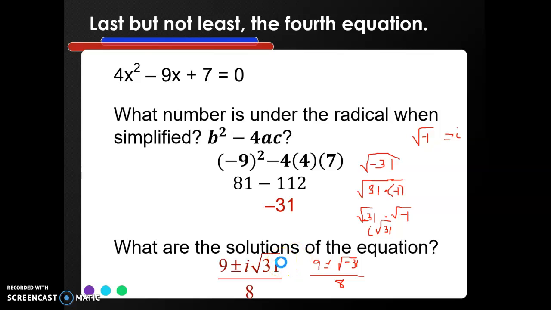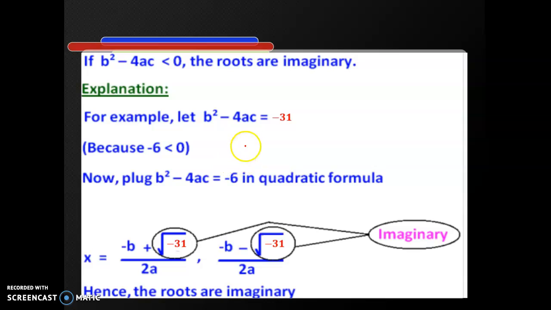Basically, if you encounter something like this, negative 31, you will end up in this form. If you still remember, I keep on asking this question before: is there any number that when you square it by itself you will get a negative number? So that does not exist. And if it doesn't exist, therefore it's unreal, imaginary.